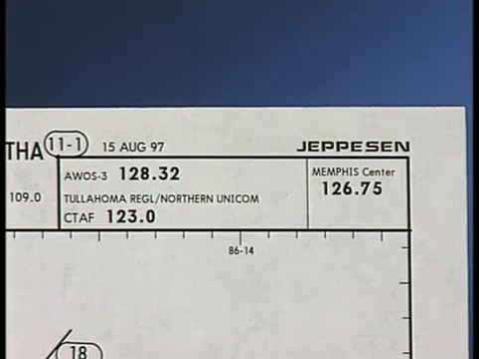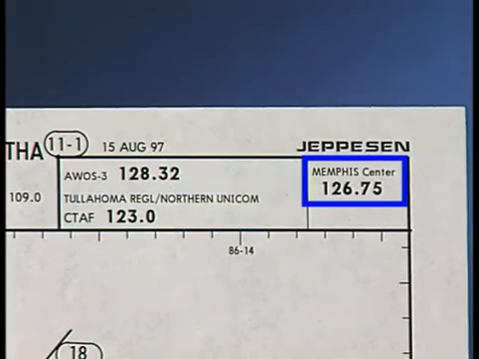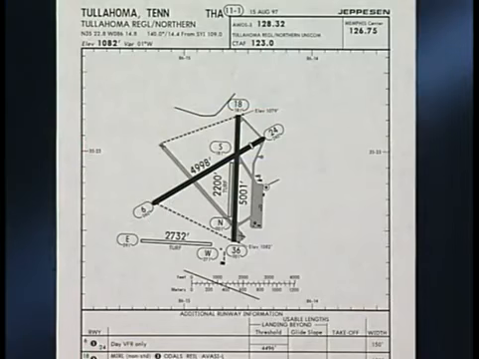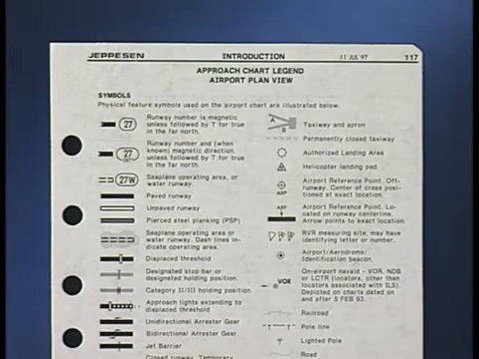The communications box shows frequencies in the order used for departure. For example, this chart shows the frequencies for the AWAS-3, the Unicom CTAF, and finally, the center frequency. The airport plan view depicts the layout of runways and taxiways, as well as selected surface features in the airport environment. A complete description of all symbols used on the chart can be found in the approach chart legend.